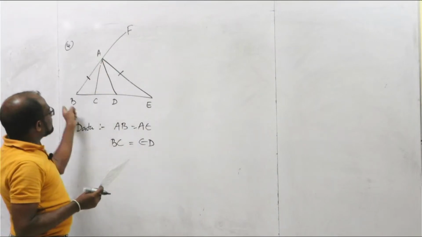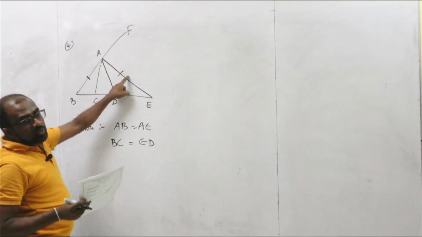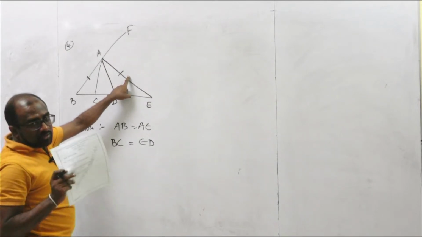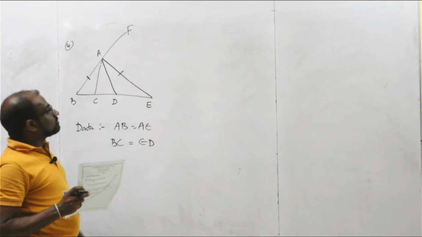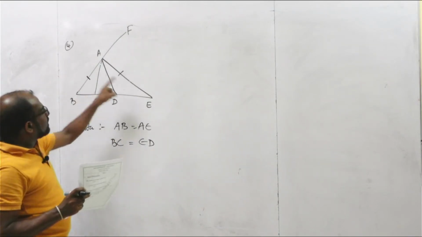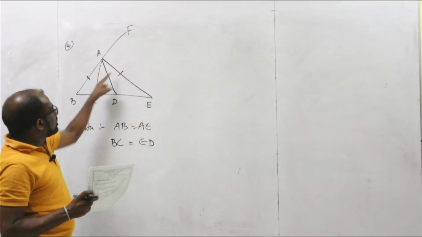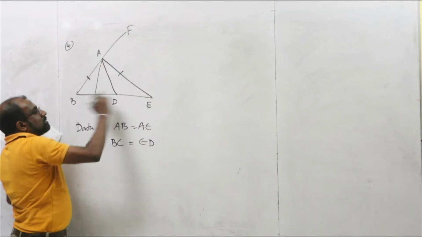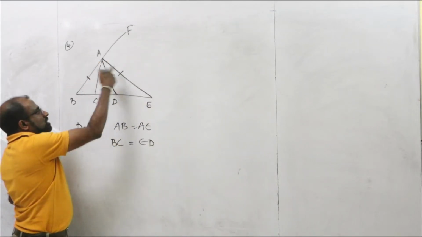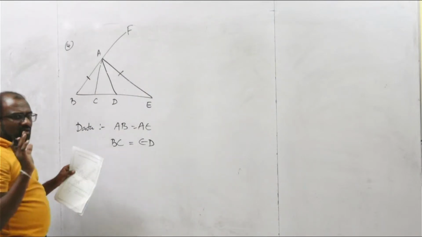Now ABE is a triangle. Angles facing those equal sides are equal. Angle ABE and angle AEB, these two angles are equal. Why? Angles facing equal sides. AB equals AE, so it is an isosceles triangle. Two sides are equal, and angles facing those equal sides are equal.